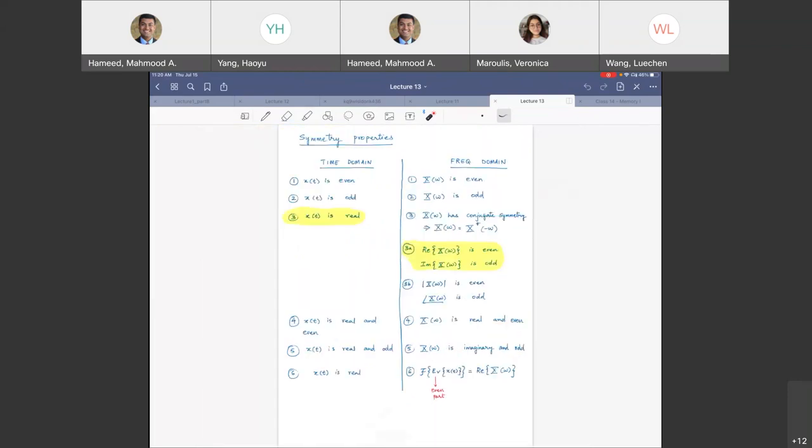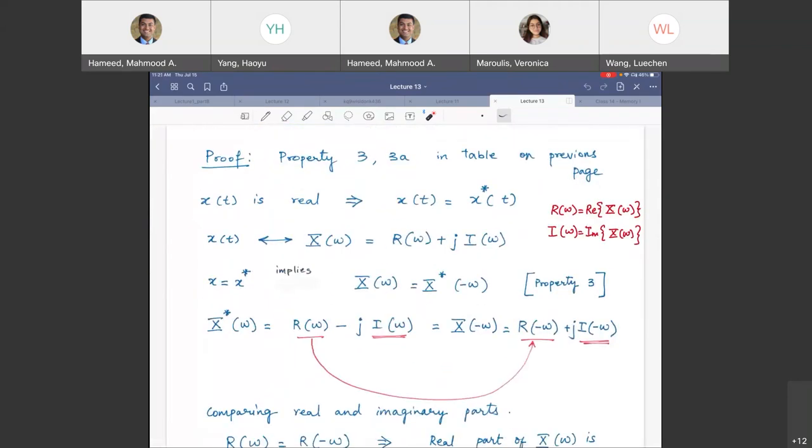What I'm going to do is let you have this reference and prove property number 3, specifically the one in 3a. If x(t) is real, we can say that x is the same as its complex conjugate, so the complex conjugate is going to be the same as x(t). Given that the Fourier transform of x(t) is X(omega), that Fourier transform can be written in Cartesian form or in polar form. In Cartesian form, it is going to be the real part of X(omega) plus j times the imaginary part of X(omega). Next, if x(t) equals x conjugate of t, then X(omega) will equal X conjugate of minus omega from property 3. That's the conjugate symmetry for Fourier series that we have proved.